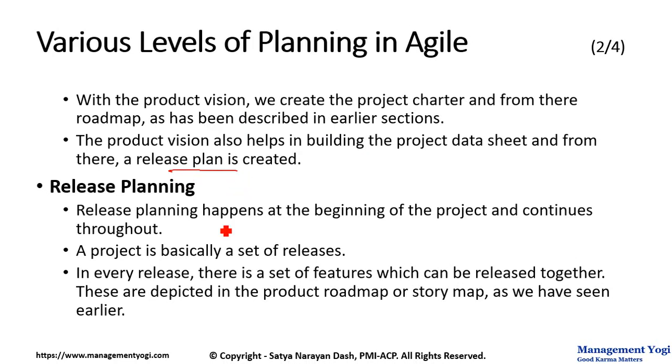Release planning happens at the beginning of the project and continues throughout. A project is basically a set of releases. Release 1, release 2, release 3, release 10, like that. So it will constitute multiple releases. In every release, there is a set of features which can be released together. These are depicted in the product roadmap or story map, as we have seen earlier. The product roadmap will have internal release 1, internal release 2, as I have explained before.